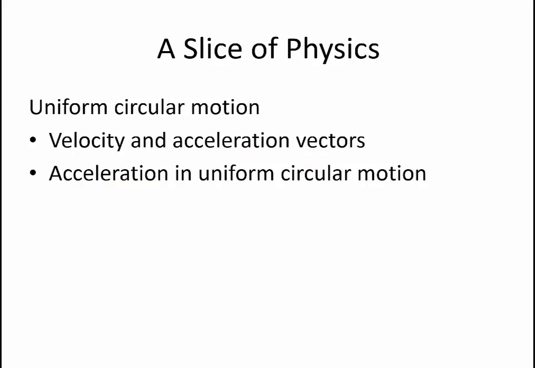So in this slice of physics, we learned more about velocity and acceleration vectors. We did some vector subtraction to see how acceleration is related to change in velocity. And we also saw that when acceleration is perpendicular to the velocity, the speed does not change, but the direction changes. And that's what happens in a uniform circular motion.